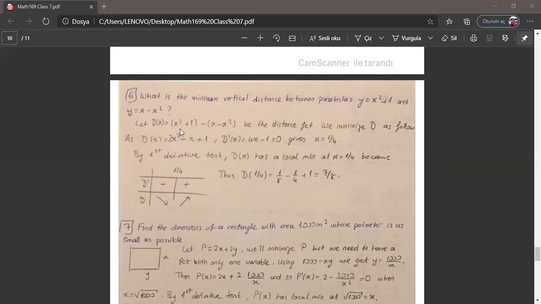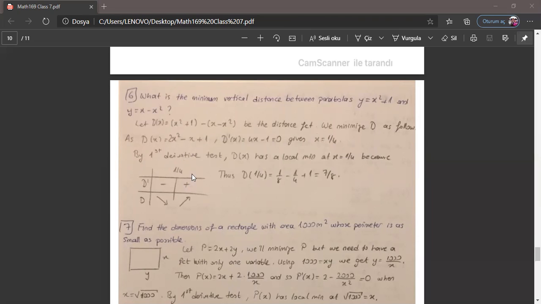So this is the distance between these two parabolas. We see it is bigger than that. That's why we first write this, because distance cannot be negative. Okay, it's important. So we have this, we take the derivative and equalize it to 0 to get the root. So 1 over 4 is the root for this derivative.